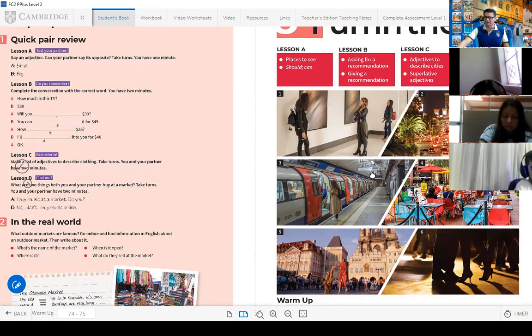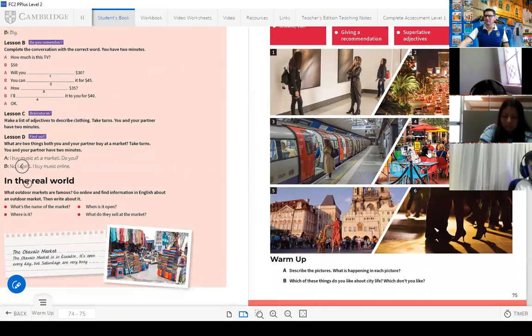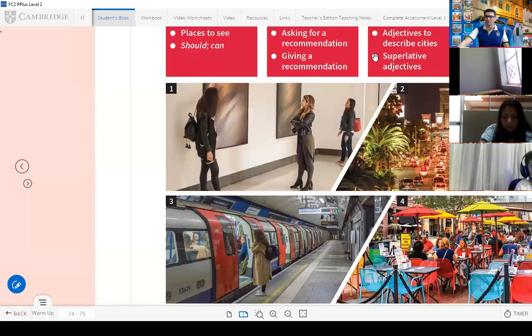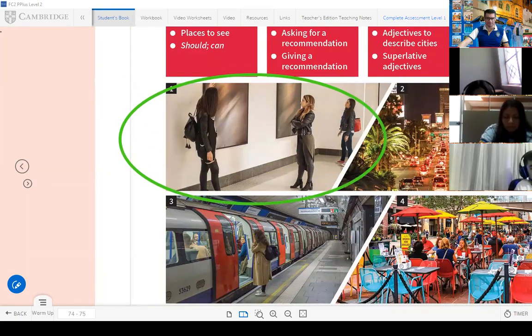Look, you have here something. It says, now describe the picture. What is happening in each picture? Which of these things do you do? We have to describe. You tell me, please, where are these people? Do you have an idea? Where are these people? They are at the market.